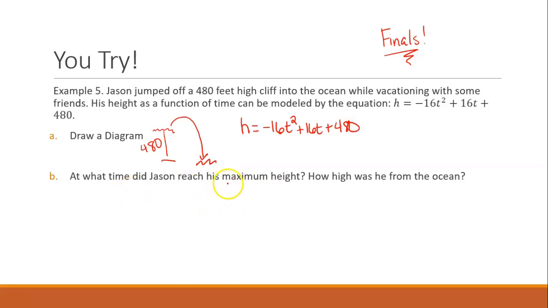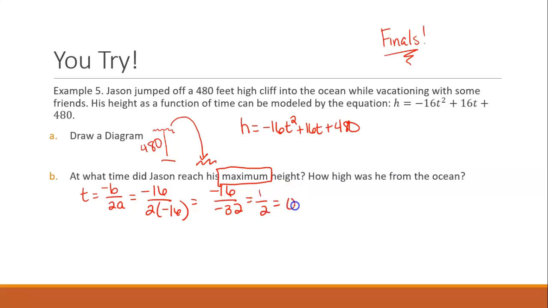All right, you should have noticed that it says maximum height, and that should have made you think of the vertex. So t is equal to negative b over 2a. So it's going to be negative 16 divided by 2 times negative 16. So that's negative 16 over negative 32, which reduces to 1/2, which is 0.5. So it took him about half a second to get to his maximum height.